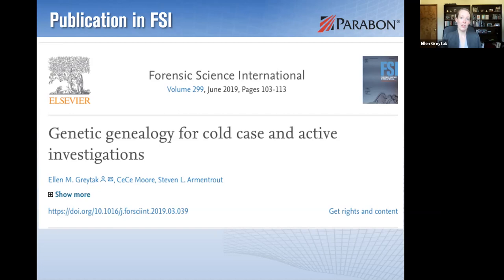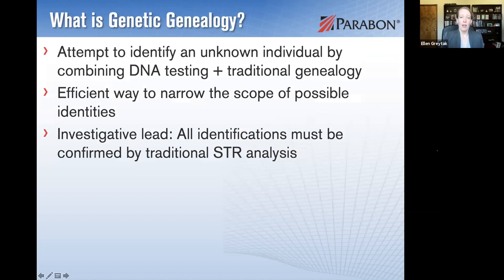So we put out a nice paper in 2019. If you want to know a lot of the scientific details of how genetic genealogy works, there's this paper in Forensic Science International. But I'll go through it right now. The idea of genetic genealogy is that we're trying to identify an unknown individual using DNA and combining that with traditional genealogy. And I use the term identify because we're trying to figure out what their name is, but still, even with genetic genealogy, it's only a lead. Even if that lead is the person's name and address, it still needs to be confirmed using that traditional forensic DNA analysis that I talked about at the beginning.